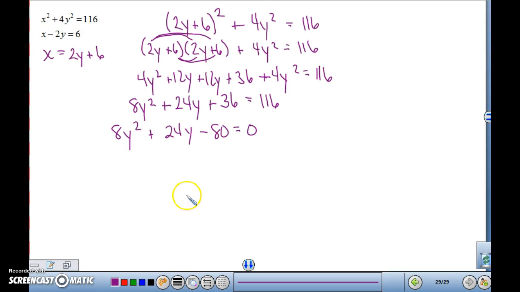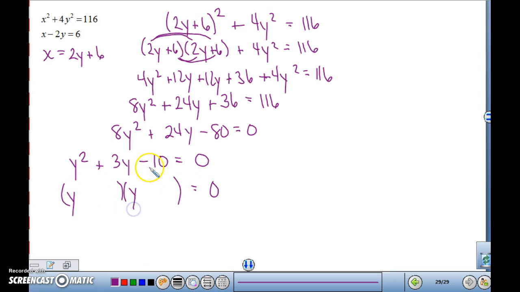Now, let's look at the quadratic we have left. 8y squared plus 24y minus 80 equals 0. Now, we could factor it as is, but what do you notice about the coefficients here? They all divide by 8. Why don't we divide by 8 to make our life easier? So I'm going to divide each term by 8, including the 0. Y squared plus 3y minus 10 is equal to 0. Oh, that's easy to factor. This is reverse FOIL factoring. So I'm going to factor y and y. Since it's negative 10, it's going to be plus and minus.